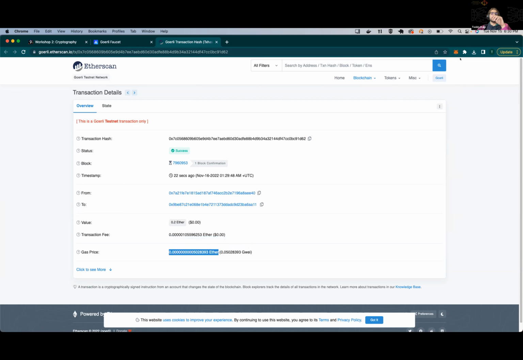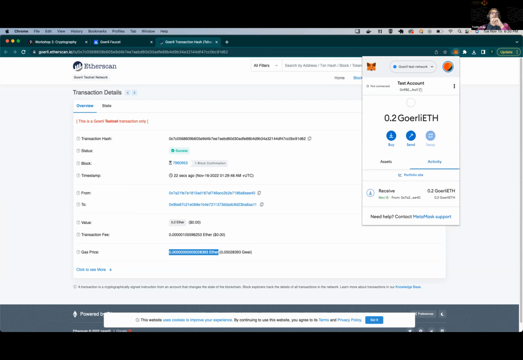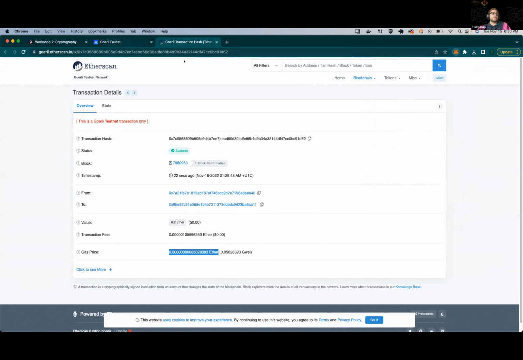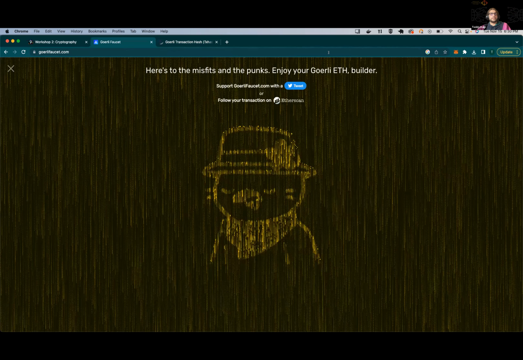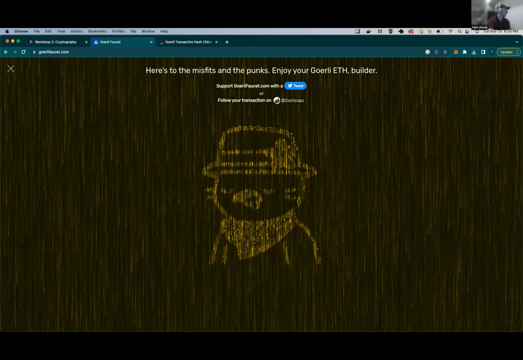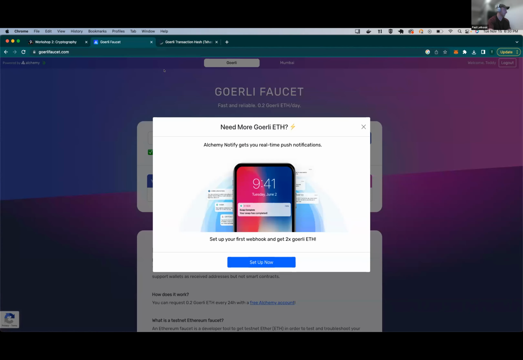This is fake ETH. Right now I'm on the Goerli testnet on my MetaMask, that's what I'm connected to. If I go back to the Ethereum mainnet, I have 0 ETH. So it's able to compartmentalize the two, which is nice. But yeah, that's really it for getting ETH from ETH faucets.